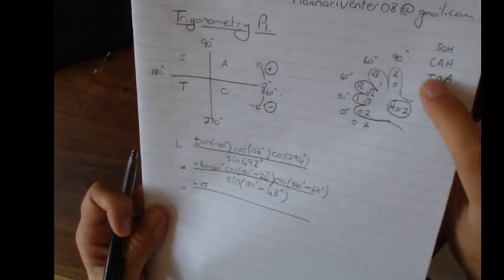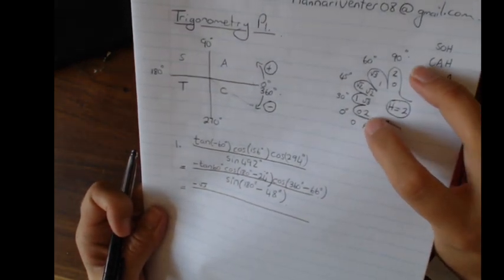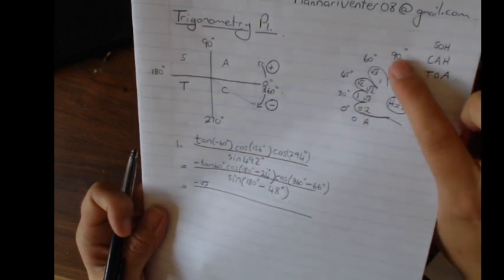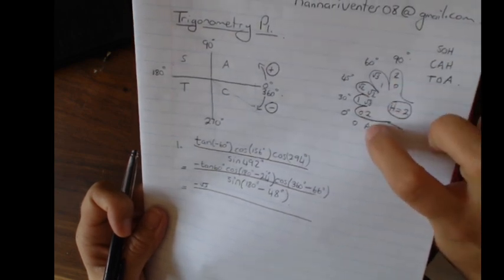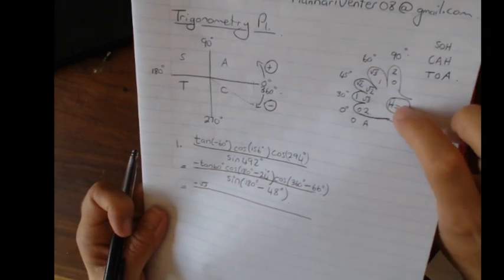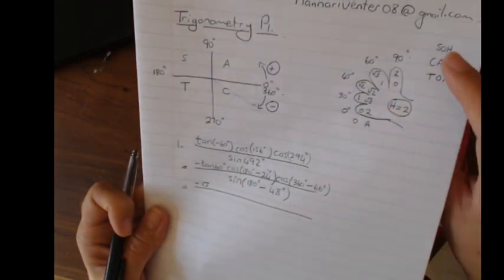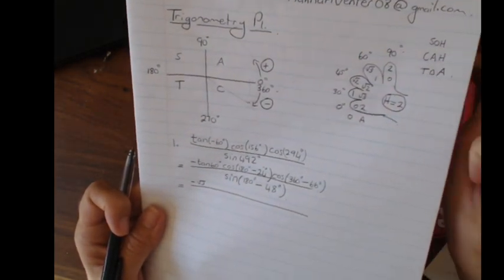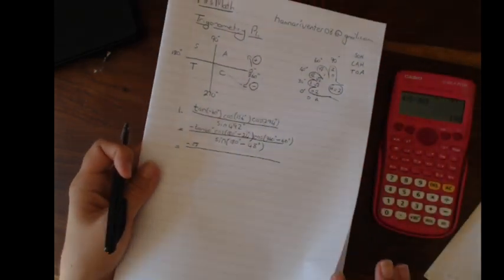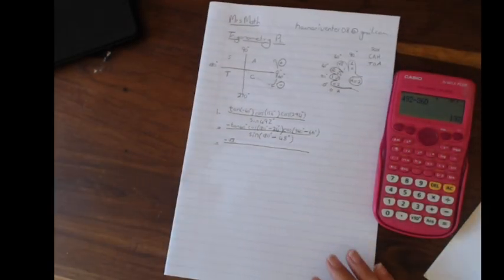If I want to find cos of 90, cos is adjacent over hypotenuse, so I look at the 90 finger, adjacent is 0 over hypotenuse is 2, so 0 over 2. So cos of 90 is 0. Right, so that's how I do that.